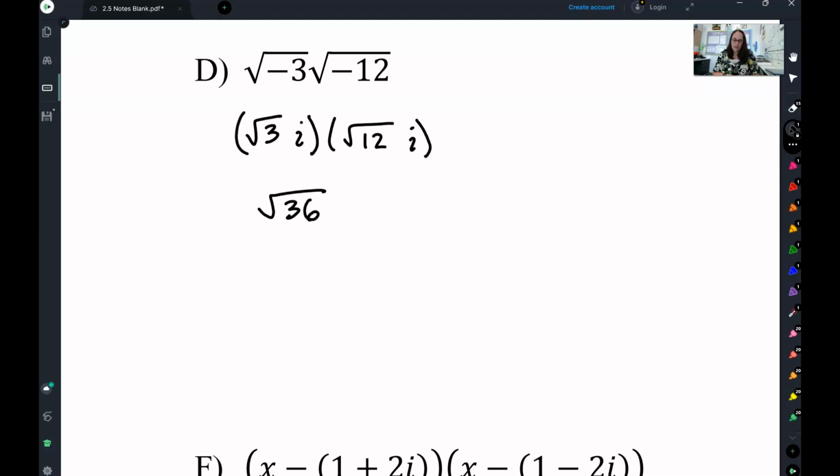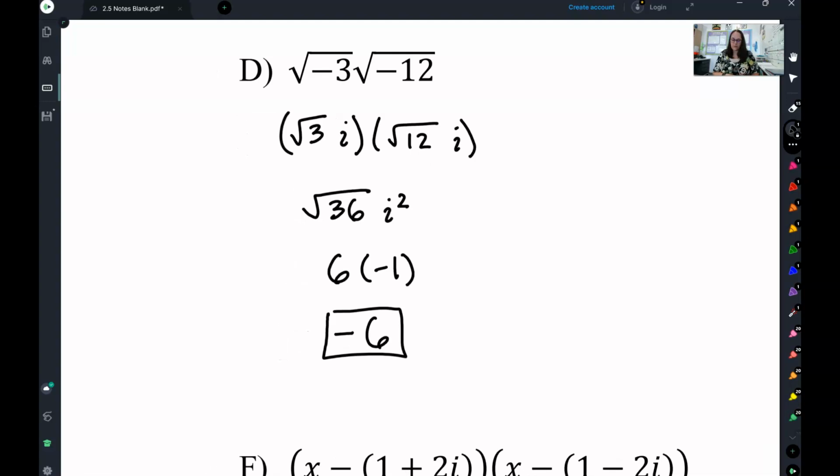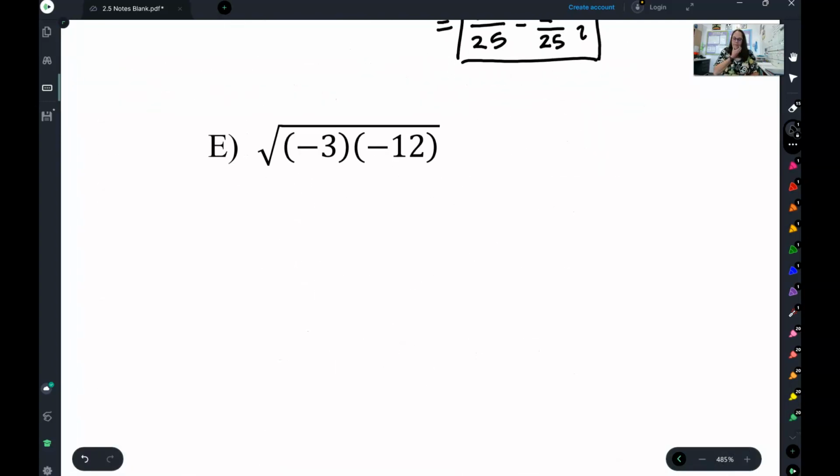i times i is i squared. Square root of 36 simplifies to 6. i squared is negative 1. So we get negative 6. Sweet. Let's move on to the next one, E.